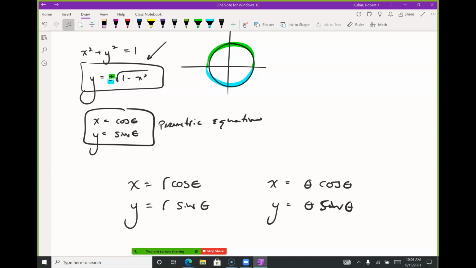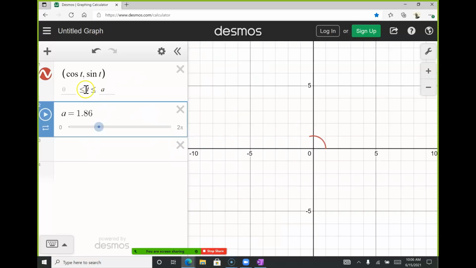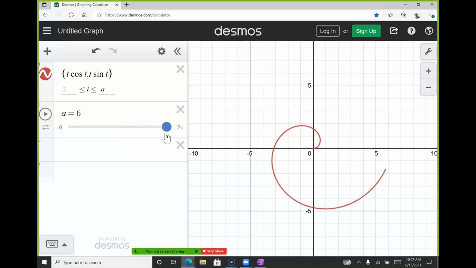I'll do that real quick. So t cos t, t sine t. Oops. And you see I'm going to get a spiral, right? So as that radius starts at 0, gets bigger and bigger and bigger, I get this spiral.